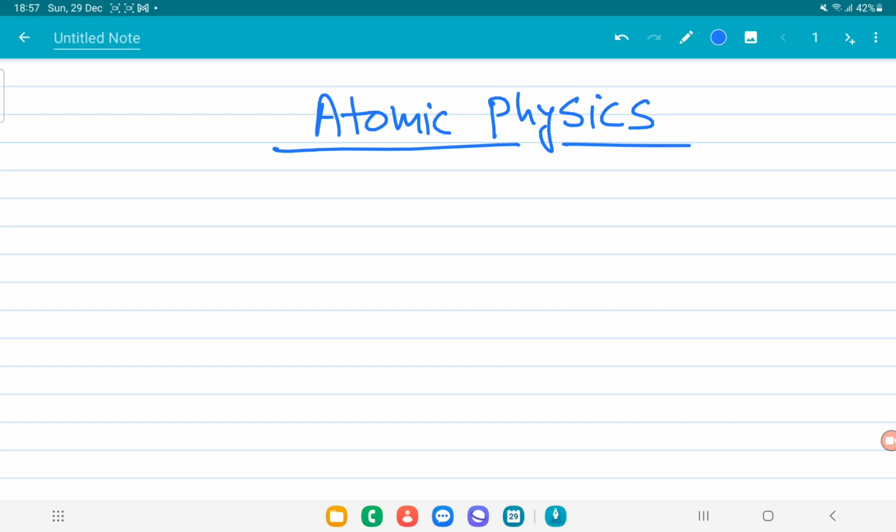We all know that Bohr's theory is applicable to single electron systems only. In a single electron system we have a nucleus and an electron revolving around it. Examples of such systems are hydrogen, helium plus, lithium plus plus, etc. In all these atoms we have just one electron, and Bohr's theory is applicable to this type of system only.